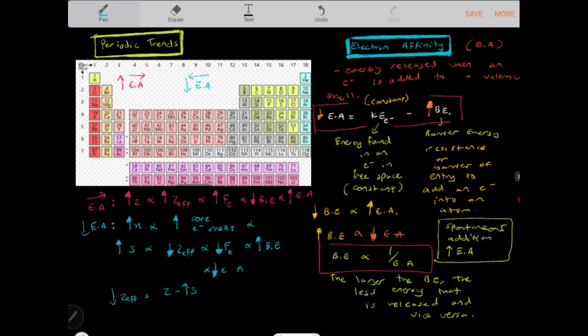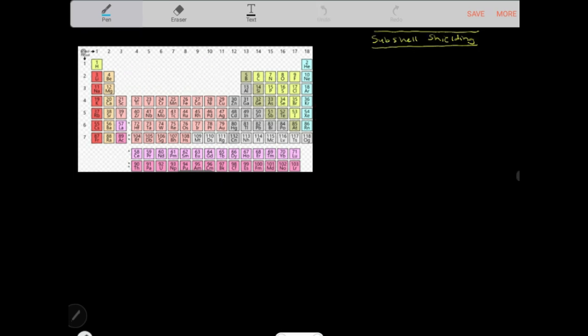Okay, and we'll look at some questions involving these trends. So we looked at a few periodic trends, right? I'm just going to recall that some of the periodic trends that we looked at were atomic radius, which increased to the left of a period and down a group. We also looked at ionization energy, which increased to the right of a period and up a group. We looked at electronegativity, which also increased to the right of a period and up a group, and electron affinity, which also increased to the right of a period and up a group.